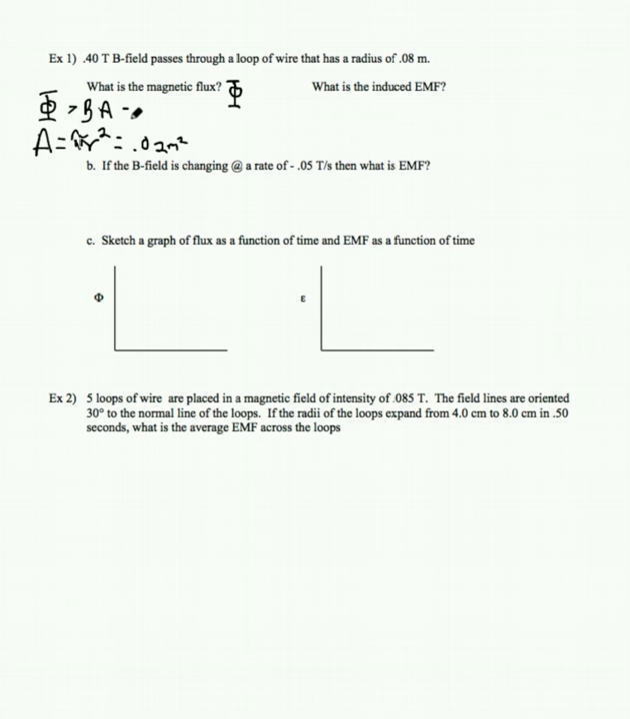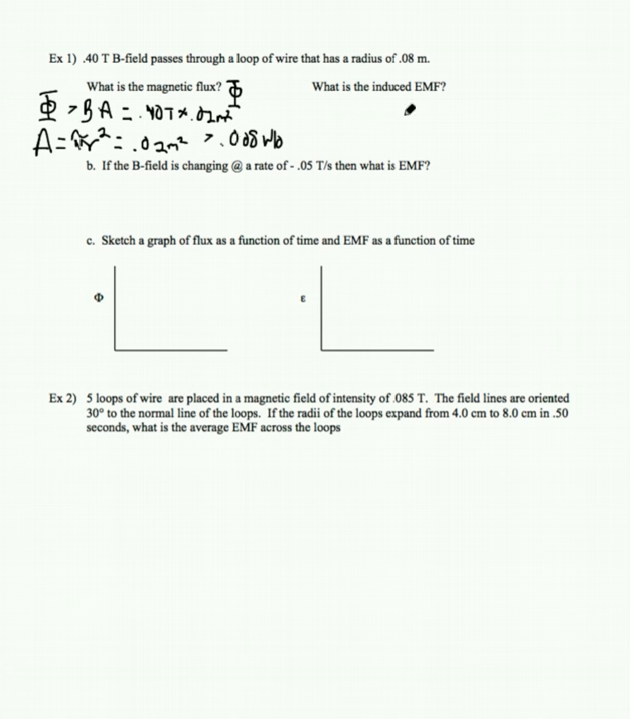So we go back up to here, and we've got 0.40 Tesla times 0.02 meters squared, and we'll get 0.008 Webers, or Tesla meters squared.